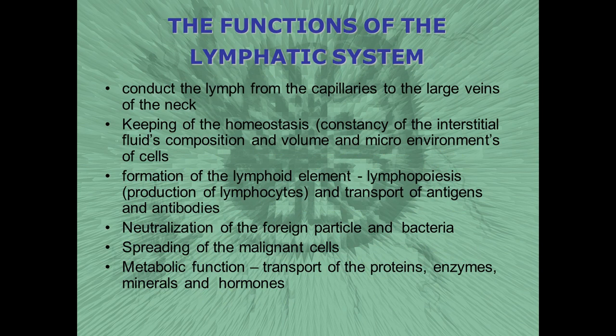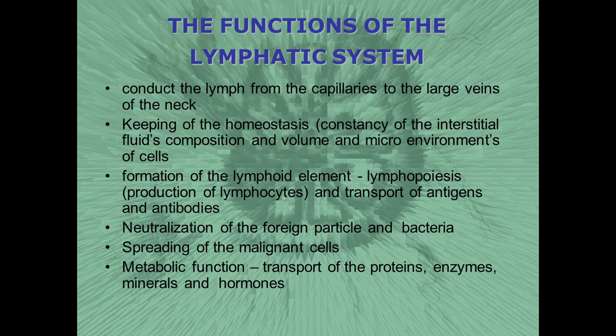The first function is the function of drainage. It means the conduction of the lymph from the capillaries to the large veins of the neck. In this way, the fluid from the interstitial space is returned back to the blood circulation. The next function is the keeping of homeostasis. It means the constancy of the interstitial fluid's composition and volume and the microenvironment of cells.